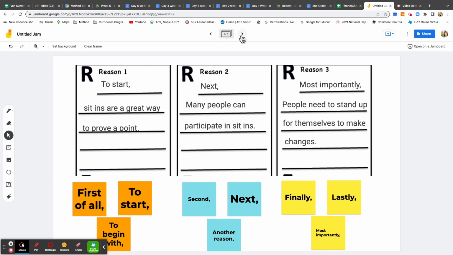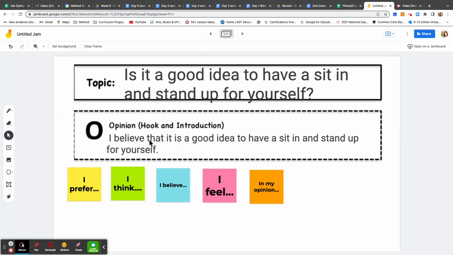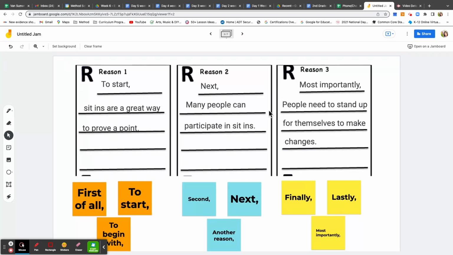If you thought it was a bad idea, you are going to come up with 3 reasons why you think it was a bad idea. If you thought it was a good idea, you are going to come up with 3 reasons why you think it's a good idea. Let's take a look at an example. In my opinion, if you go back and look, I believe that it was a good idea to have sit ins. So I'm going to come up with 3 reasons why it's a good idea to have sit ins. If you thought it was a bad idea, you're going to come up with 3 reasons why you think it was a bad idea.